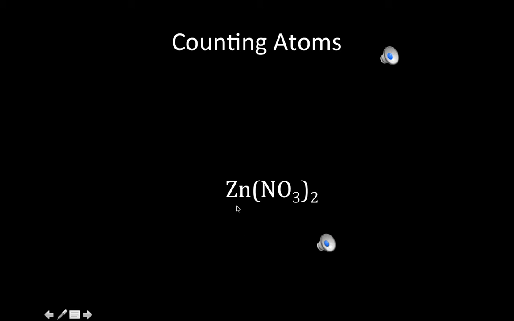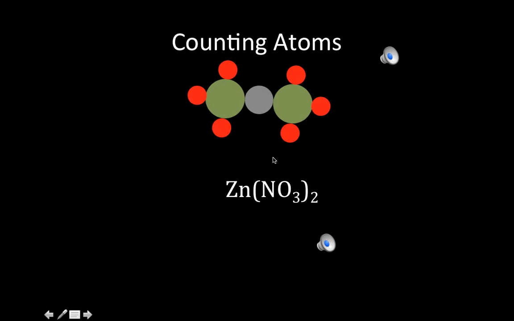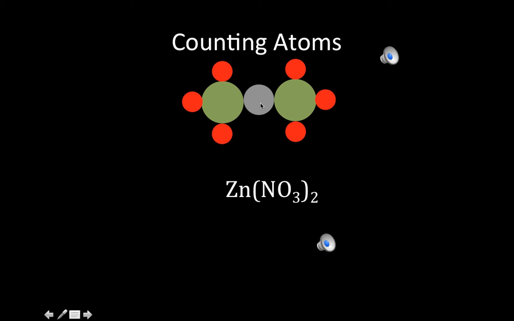Now, here we have metal, complex ion, and we got 2 of these complex ions. So a lot going on here. And I tried to make the zinc color. And there's nitrogen, nitrogen, and 3 oxygens, 3 oxygens.